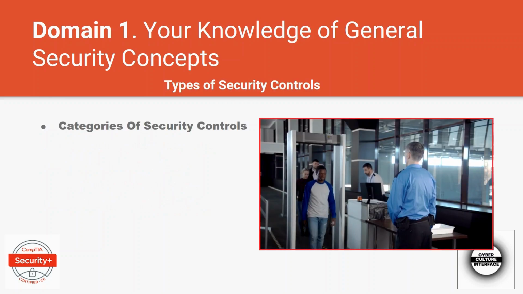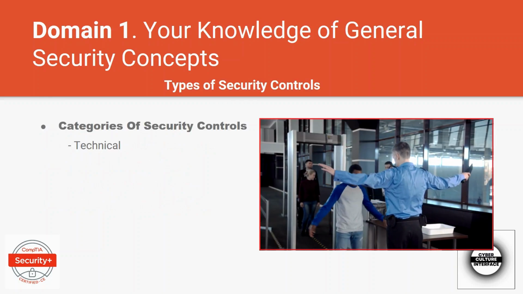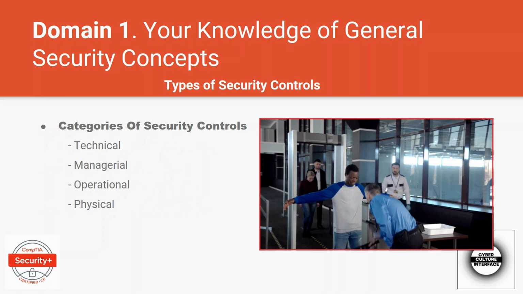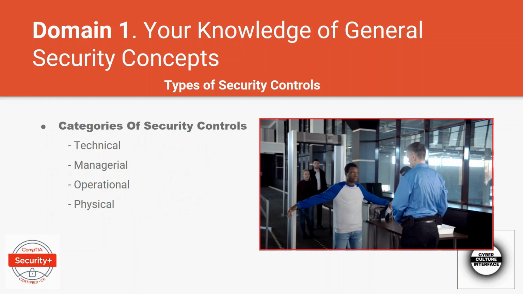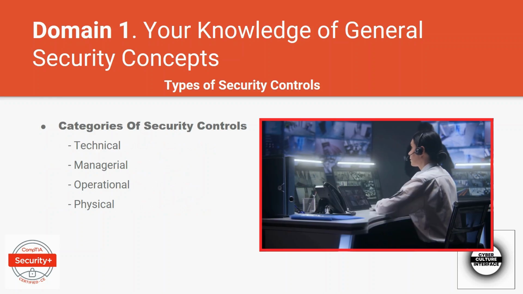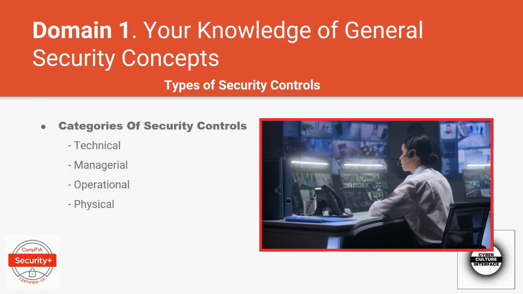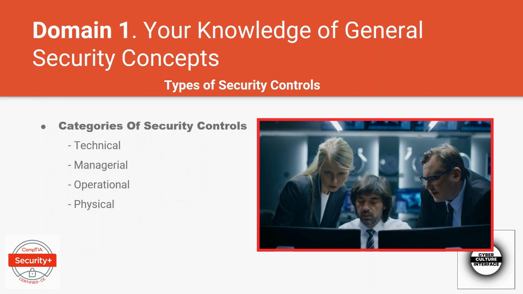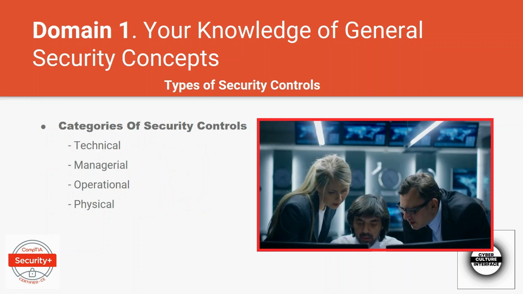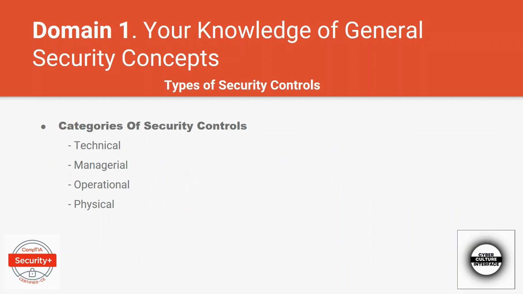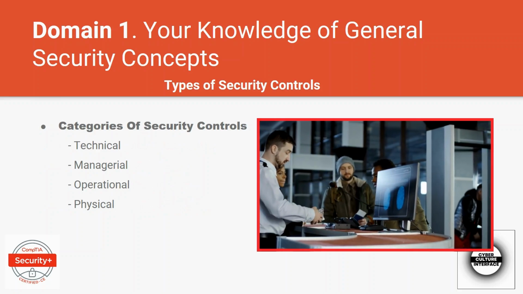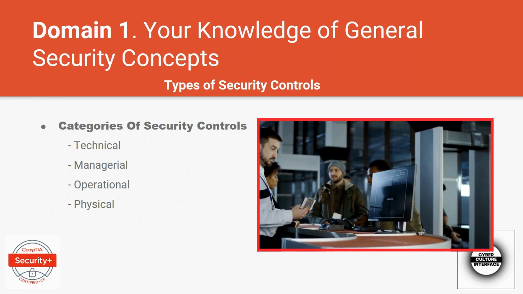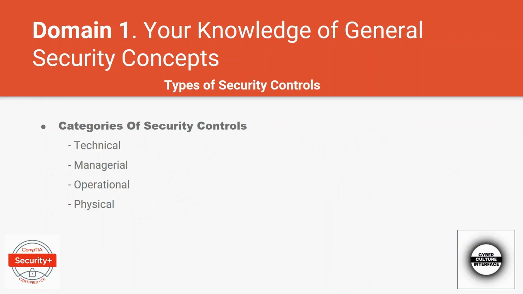Types of security controls. Under types, we have categories, and these categories fall into technical, managerial, operational, and physical controls. The technical controls involve the use of technology. Managerial controls involve the use of policies or regulations. Operational controls are things that help you talk about authorization, how operations are carried out. And physical controls are about the use of physical methods, things like bollards, fences, and gates. These are physical controls.